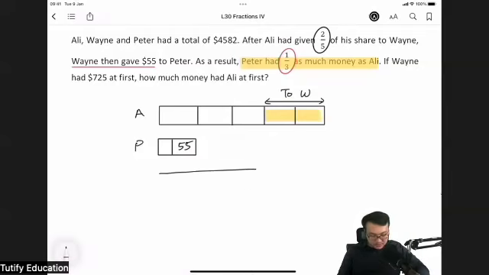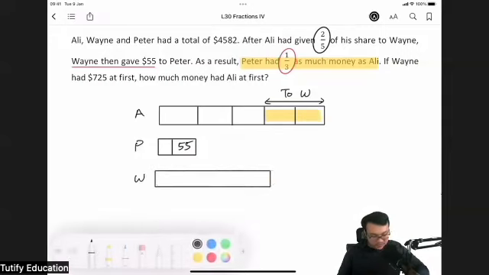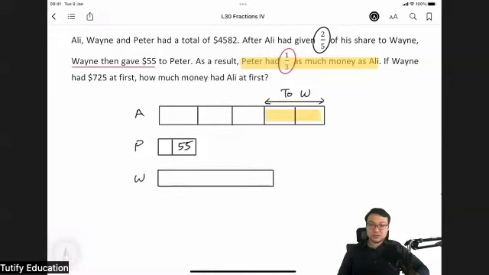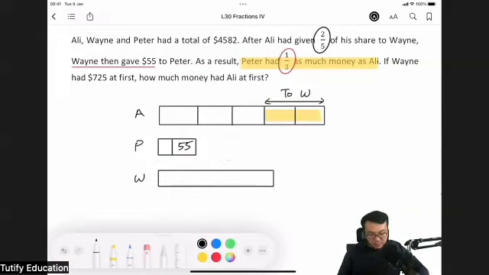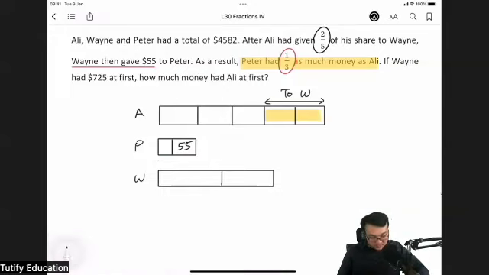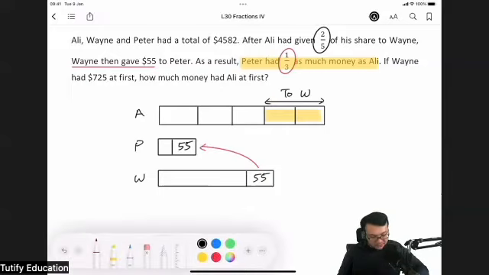So let's draw Wayne. I don't know how much Wayne has. I do not know how many units. I really don't know how many units Wayne has. But from what the question has told me, hold on, Wayne already gave 55. He already doesn't have this 55, because he gave it to Peter. And he does have what he has.